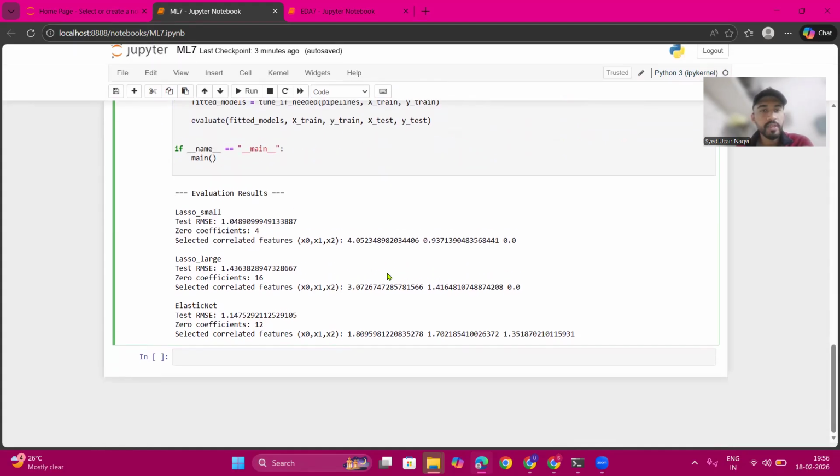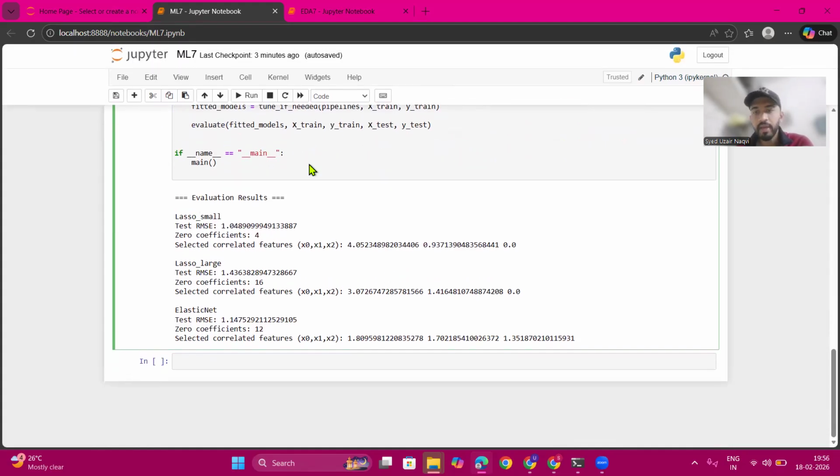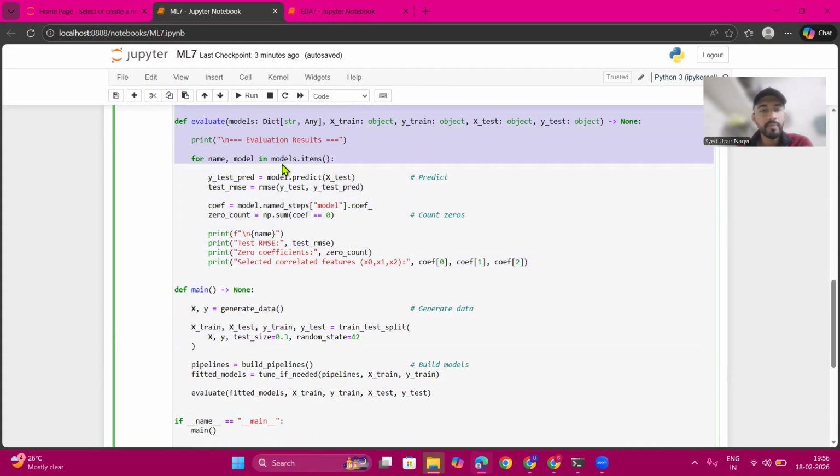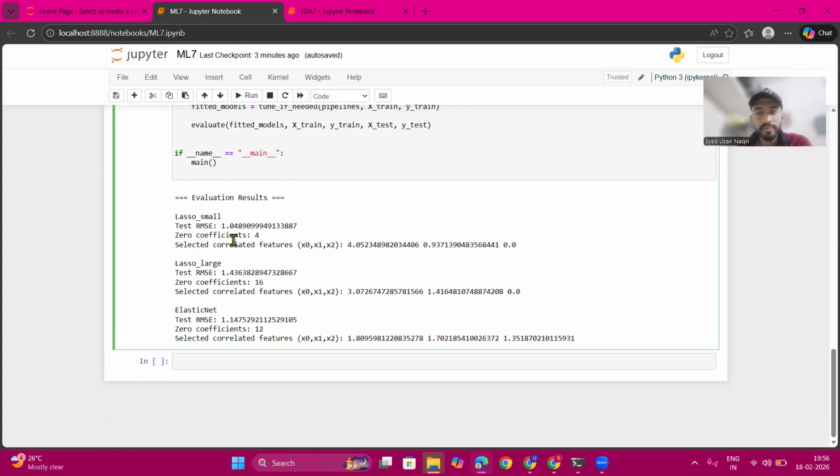From this, I test how alpha controls sparsity in Lasso. We can see it here, the whole thing. From this, we can observe that with a small alpha, fewer coefficients are zero. With larger alpha, many more coefficients become zero, and RMSE may increase.